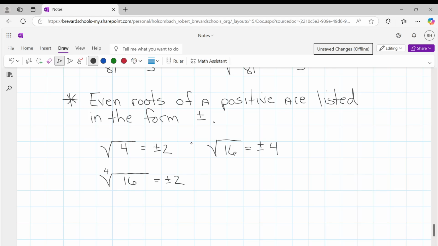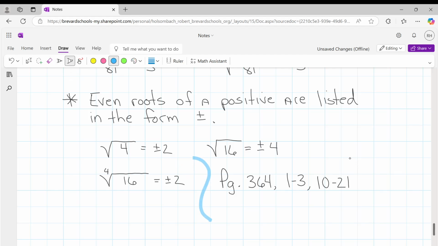Your practice for today is going to be on page 364, problems 1 through 3, and then 10 through 21.